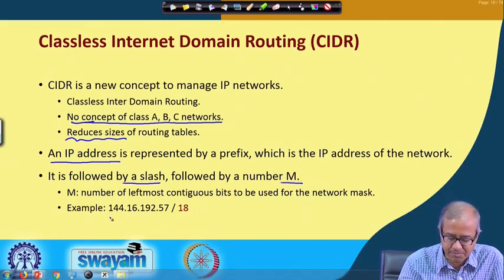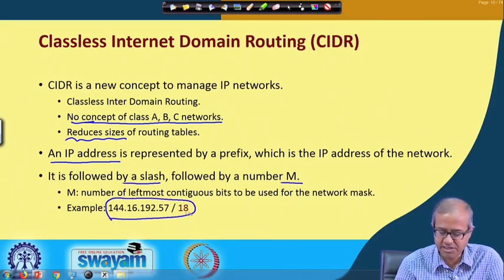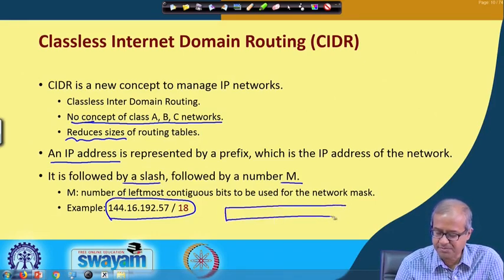Let us take an example. So, I specify this: 144.16.192.57/18. What does this 18 indicate? 18 indicates that in this 32 bit IP address, whatever is given, the first 18 bits will be my network and the remaining 14 bits will be my host.